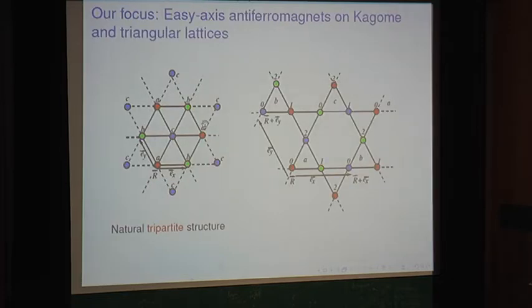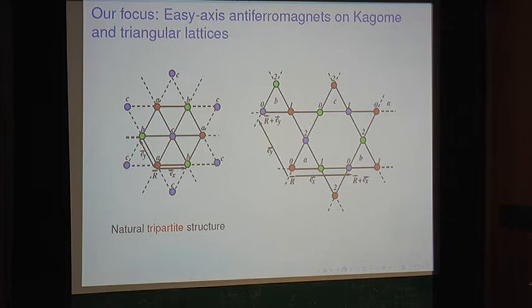Okay. So today, with that background, now let me tell you what I want to do. So I want to think about easy axis antiferromagnets on the Kagome or triangular lattices. The Kagome lattice is simply this lattice which is a triangular lattice of up pointing triangles. So every point here is replaced by an up pointing triangle.